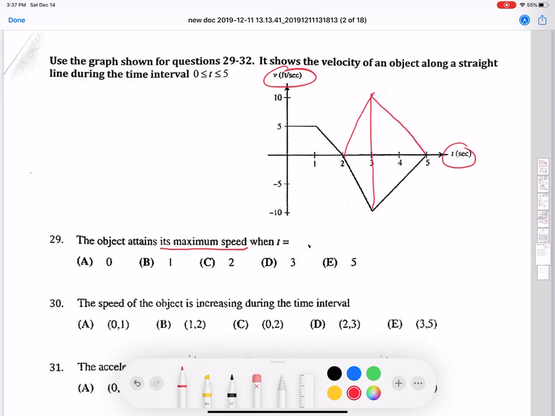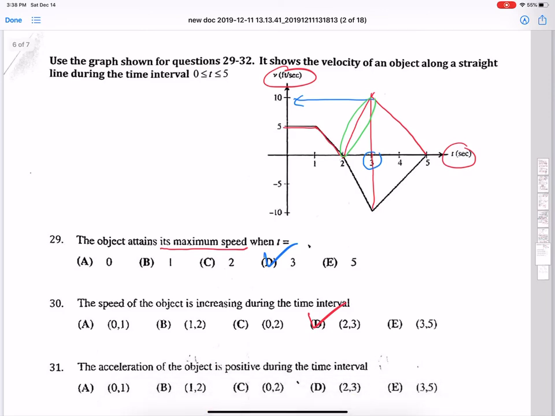This red color graph is what? Speed function, because speed is absolute value of velocity. Any part under the x-axis, we flip over the x-axis. So at t equals 3, maximum speed is 10. So D is the answer. Number 30. Speed of an object is increasing during time. Speed is increasing. So where? This part, speed is increasing, right? The red color is speed function, the 2 to 3, right? 2 to 3. So D is the answer. What about number 31?